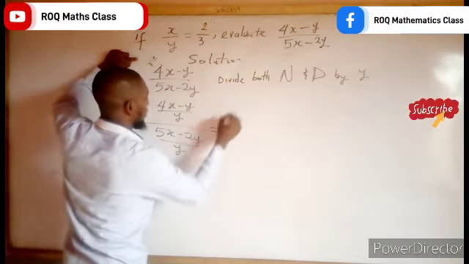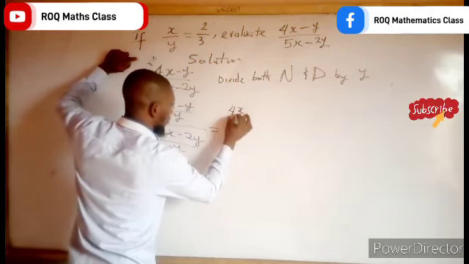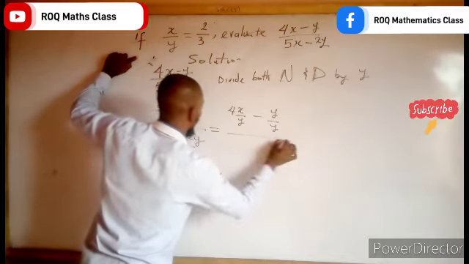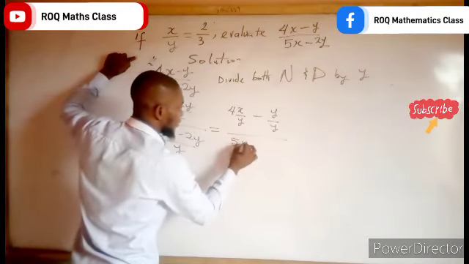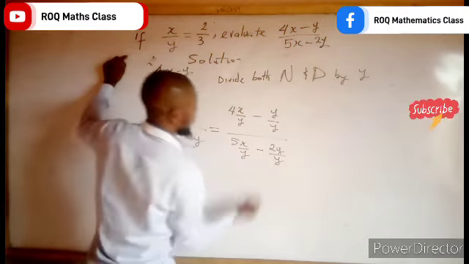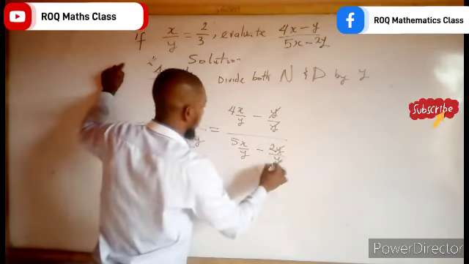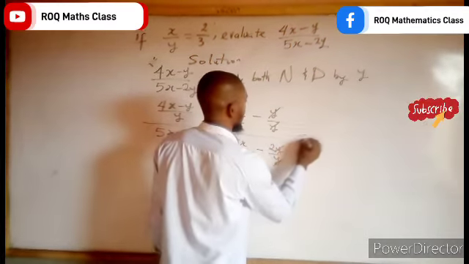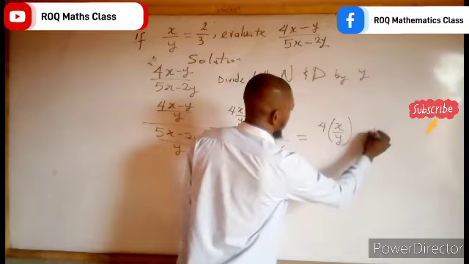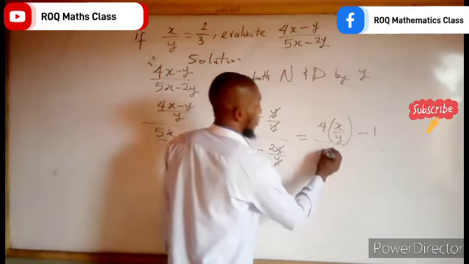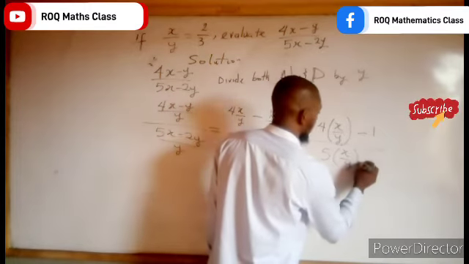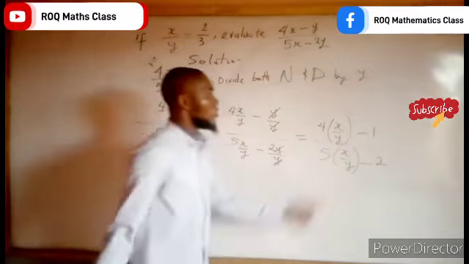So this is the same thing as (4x over y minus y over y) all over (5x over y minus 2y over y). The y's cancel, so this is the same as 4 times (x over y) minus 1, all over 5 times (x over y) minus 2.